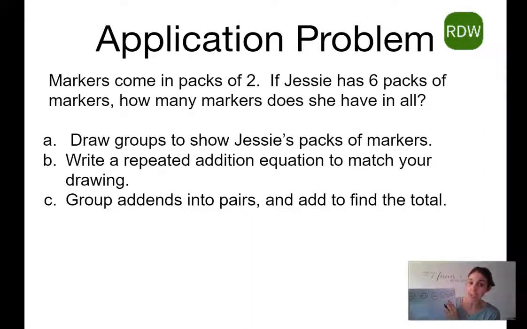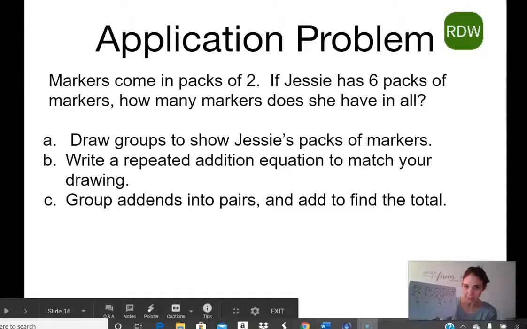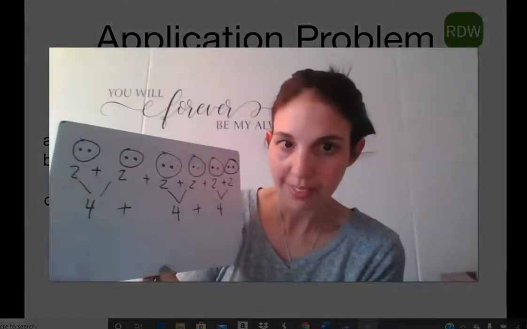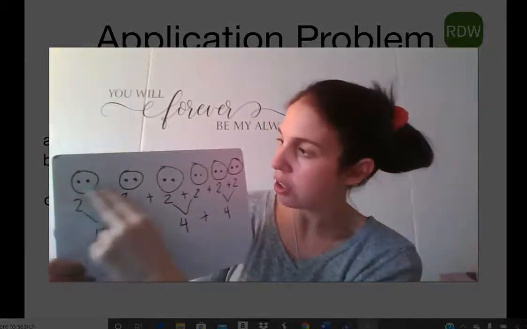Now we have to use our repeated addition equation. So we have two plus two plus two plus two plus two plus two. And we're going to make this a little easier to add by adding 2 plus 2 equals 4. And we have another 2 plus 2, and that equals 4. And we have another group of 2 plus 2, and that equals 4. I'm going to come out of this screen so you guys can see my board better. There we go.